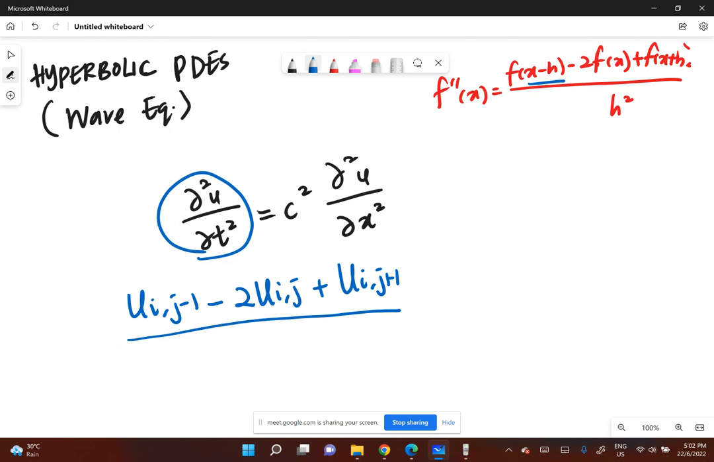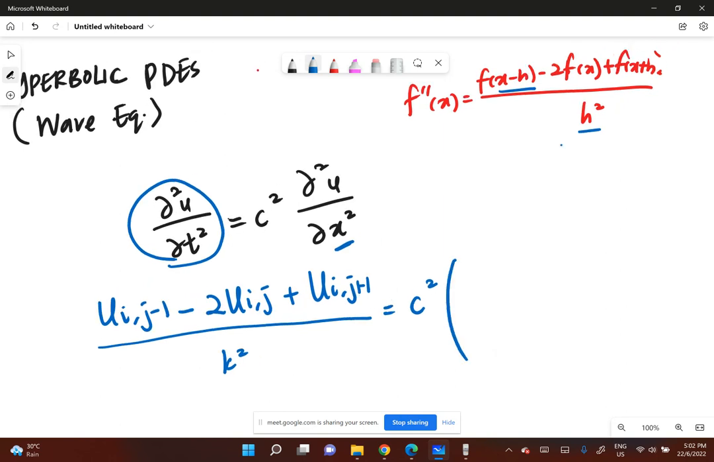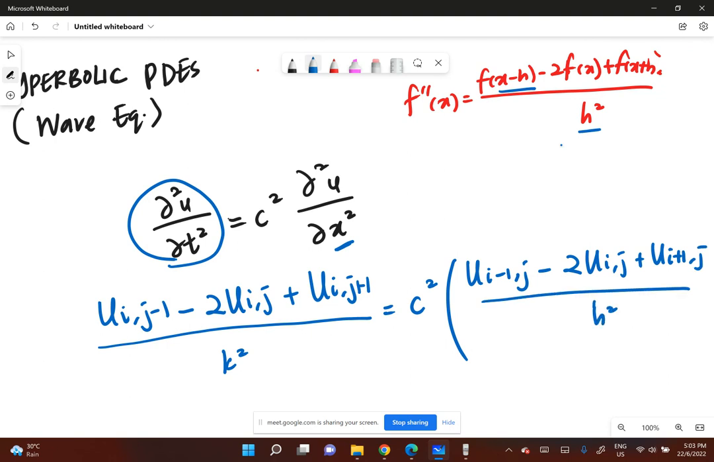Okay, and then over, sekarang panggil nama. Over Ahmad Nur Solihin. Ahmad Nur Solihin. Bahagi dengan, kalau H square, this one is with respect to T. K. Yes, K square. Thank you. Equal to C square, and this one is with respect to U. That means it will become UI minus 1J minus 2UIJ plus UI plus 1J divided by H square.